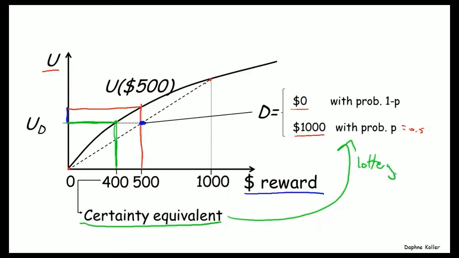The difference between these two numbers, the expected reward and the utility of that lottery, is called the insurance premium or the risk premium. And it's called that because that's where insurance companies make their money, because of a person's willingness to take less money with certainty over a more risky proposition.